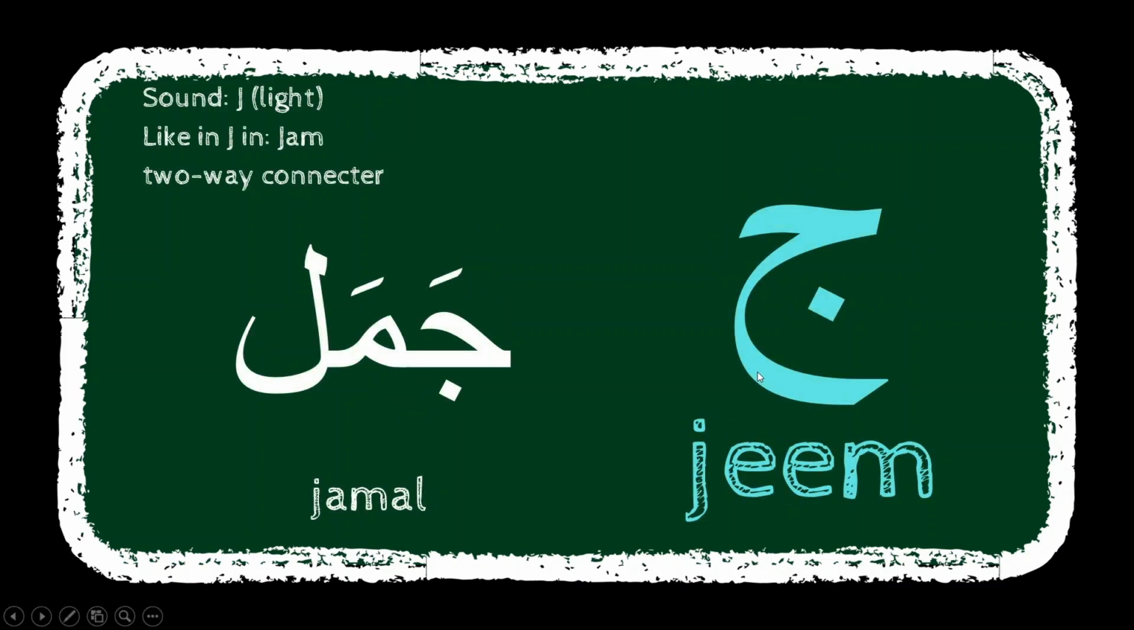Our next letter is jim, and this is considered a light letter, pronounced like the J in, for example, the word jam. This is also a two-way connector, and let's read the example. The example is jamal. Your turn. Jamal, which means a camel.